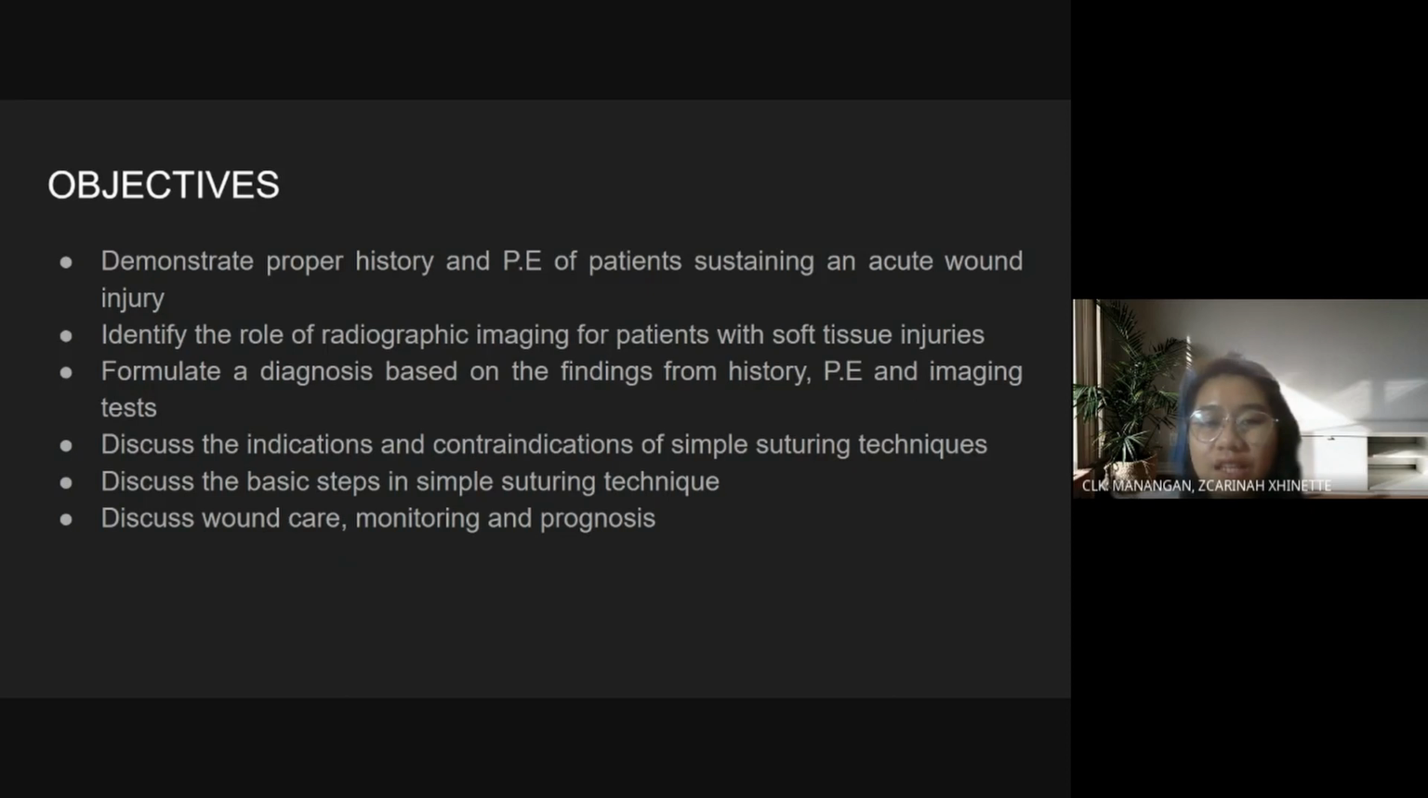to identify the role of radiographic imaging for patients with soft tissue injuries, to formulate a diagnosis based on the findings from history, physical examination, and imaging tests, to discuss the indications and contraindications of simple suturing techniques, to discuss the basic steps in simple suturing techniques, and to discuss wound care, monitoring, and prognosis.